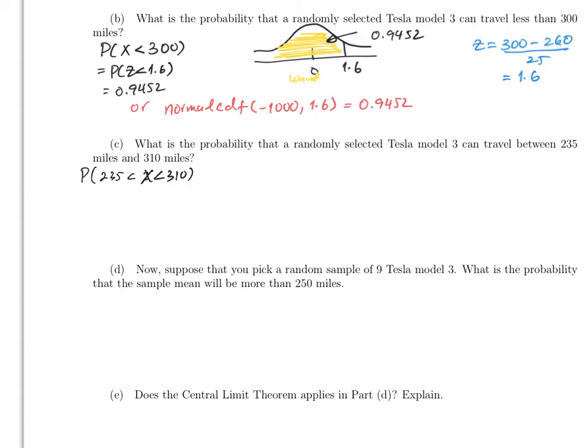So we already did the value for 310. The value for 310 was 2. So we just need to figure out the value for 235. So Z will be 235 minus 260 divided by 25. And how much is this? It's -1, no? Yes. So this is -1.